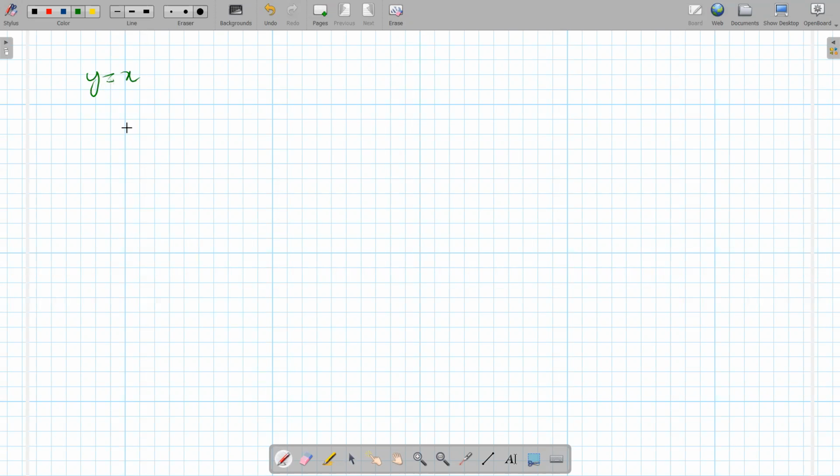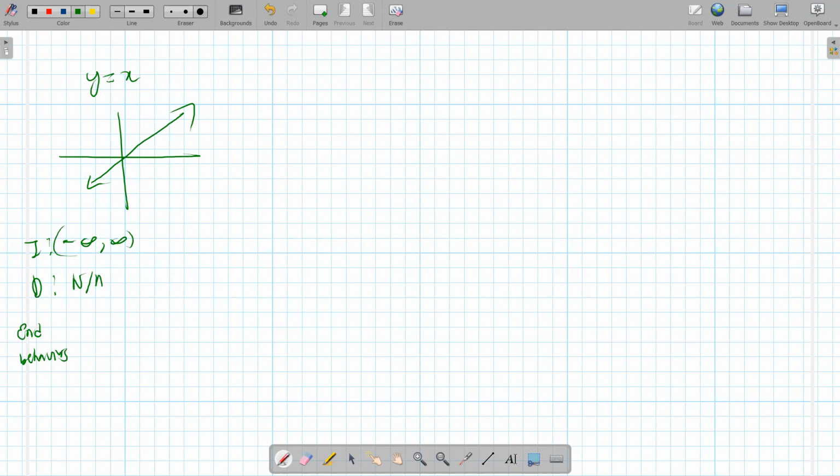y equals x. Looks like this, right? Linear. So it's increasing. We're going to do increasing intervals, decreasing intervals, and then the end behaviors. Where's this increasing? It's increasing everywhere. Increasing just means when is the function going up? So from negative infinity to positive infinity, it's increasing. It's never decreasing, so decreasing does not exist.